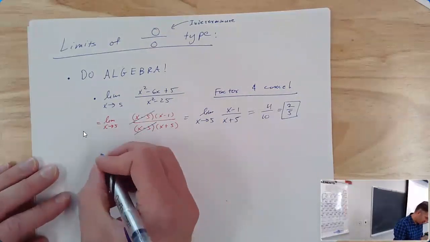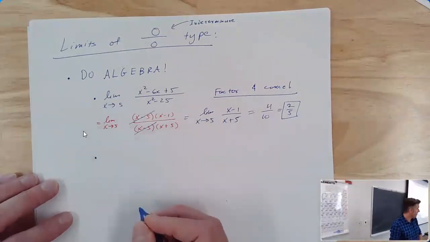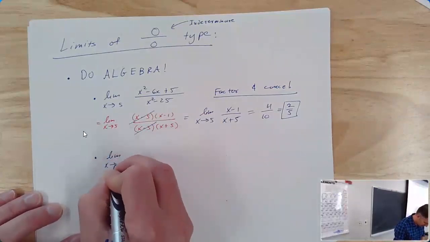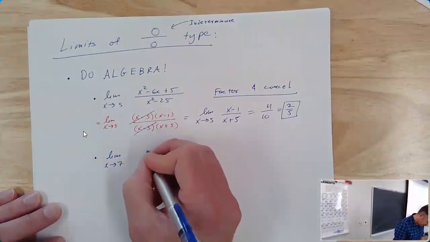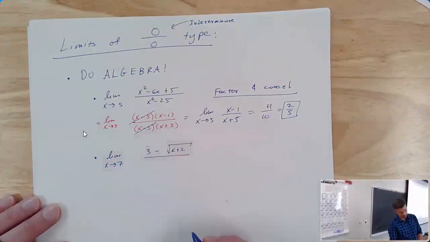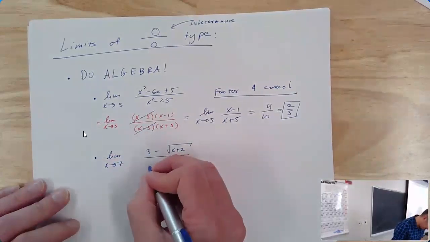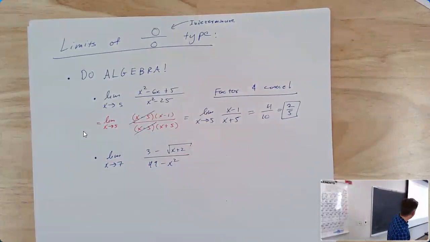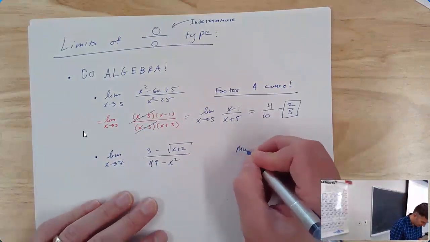You also have the possibility of maybe having to multiply by a conjugate. So for example, if I want to find the limit as x approaches 7 of 3 minus the square root of x plus 2 over, do I want to make it terrible? Not really. I'm going to do it anyway. 49 minus x squared. There is some factoring and canceling to do, but there's also a conjugate I have to deal with. So here you would multiply by the conjugate.